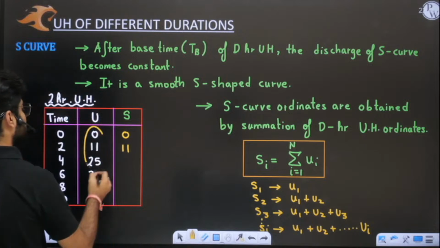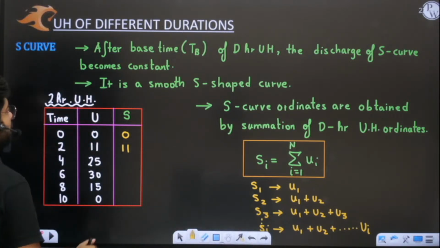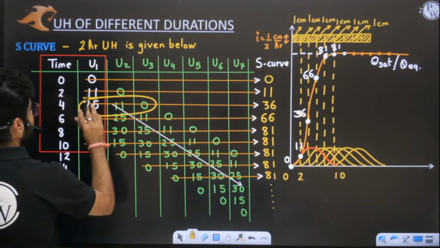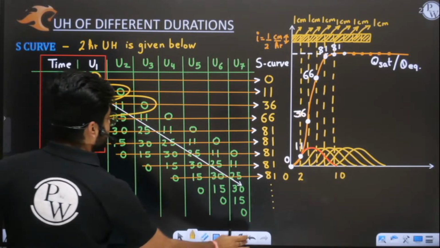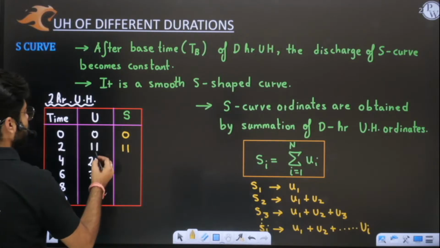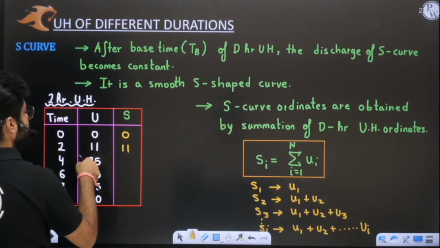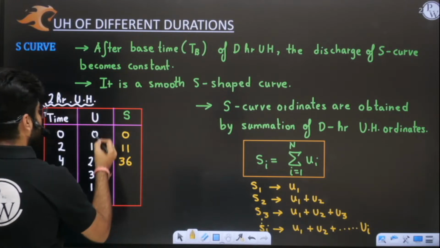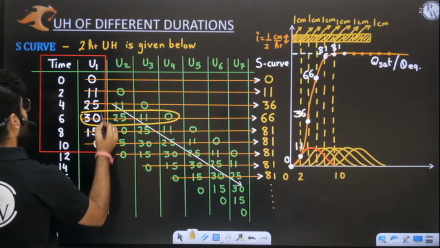You need to understand these three and these three are the same. It doesn't matter, both are the same. Now when you want to write the third S curve ordinate S3, you will do U1 plus U2 plus U3. So 25 plus 11 is 36. Now the fourth ordinate is this, and this is the same.